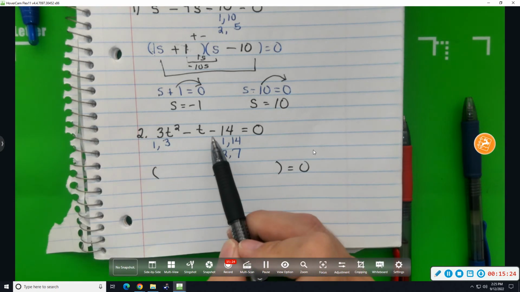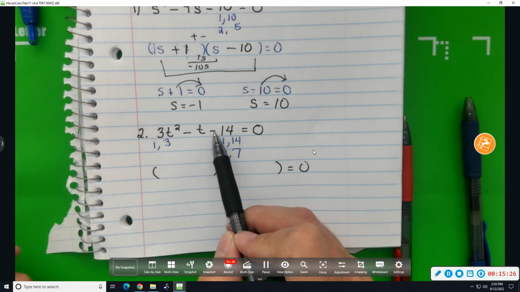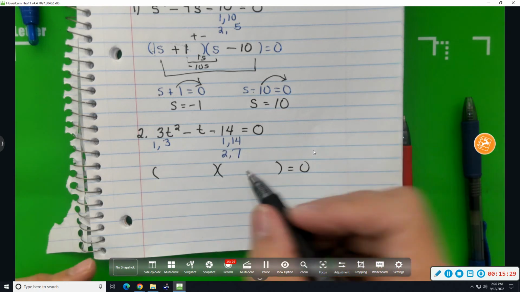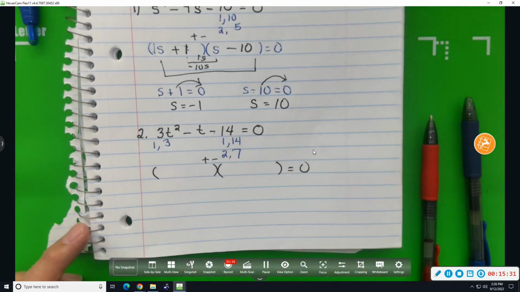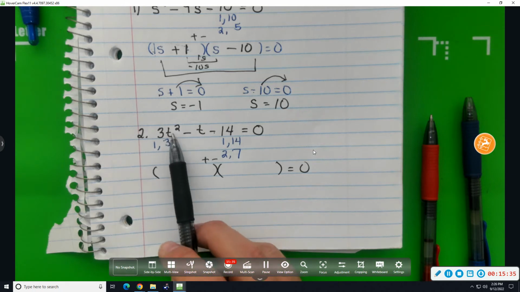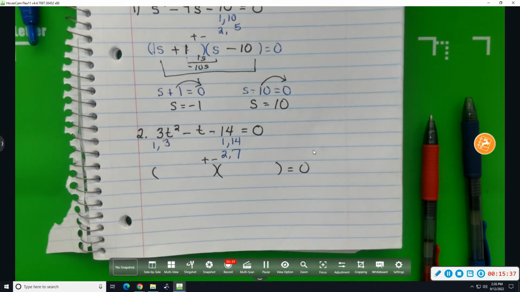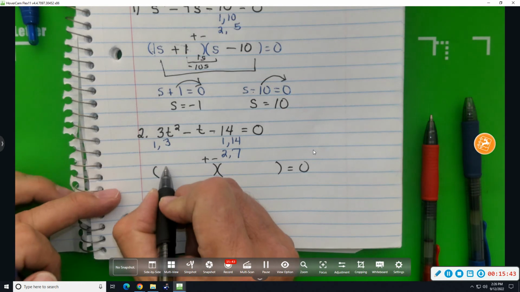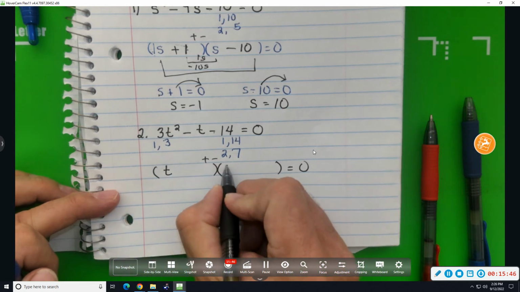Oh gosh, second sign is minus. Numbers that multiply together to give a negative 14 would be a positive and a negative. For this 3t squared, how do we want to do that? Just t times 3t.